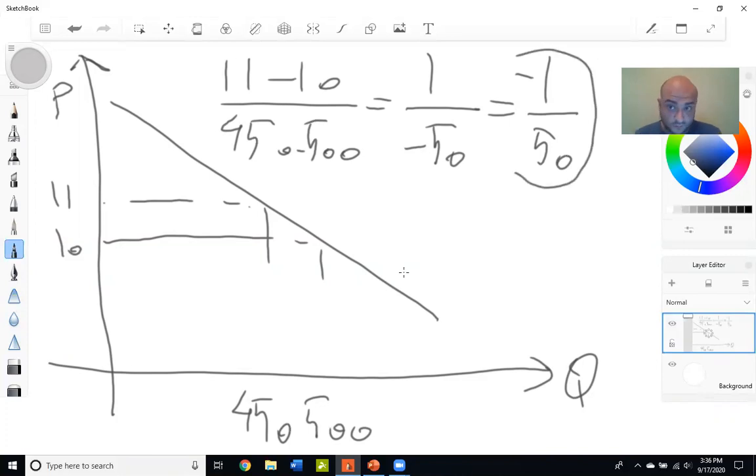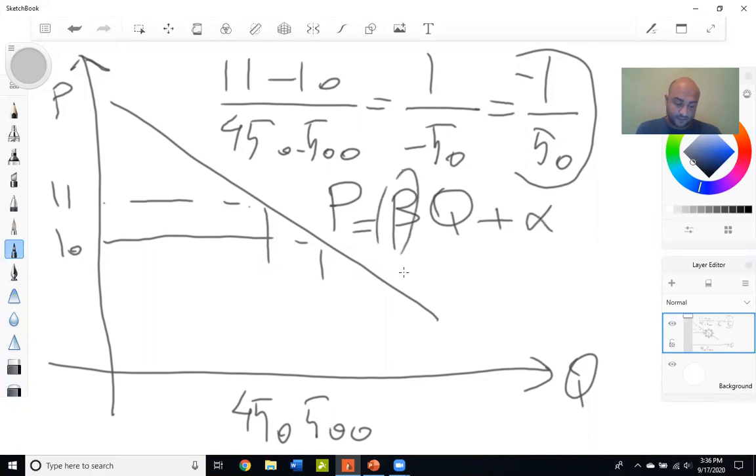Now we have the slope of the curve. We have to find the intercept. Remember, a linear curve has two parameters: first the slope, then the intercept. Price is equal to beta multiplied by Q plus some alpha. Beta is our slope, alpha is our intercept. If you have the slope, you need only 1 point on the curve to find the intercept. We have 10 and 500. Let's do this.